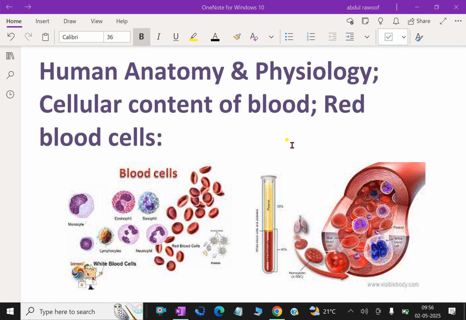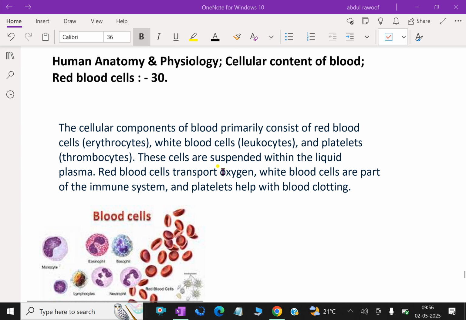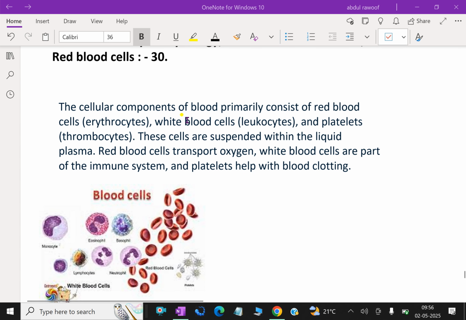Now, let us discuss further about red blood cells. The cellular component of blood primarily consists of red blood cells, erythrocytes, white blood cells, leukocytes, and platelets, thrombocytes. These cells are suspended within the liquid plasma. Red blood cells transport oxygen, white blood cells are part of the immune system, and platelets help with blood clotting.